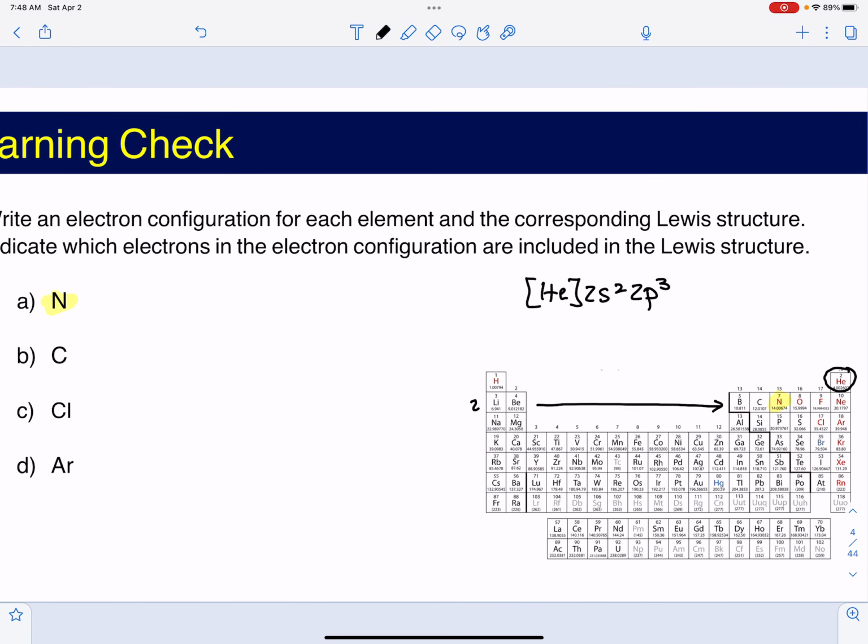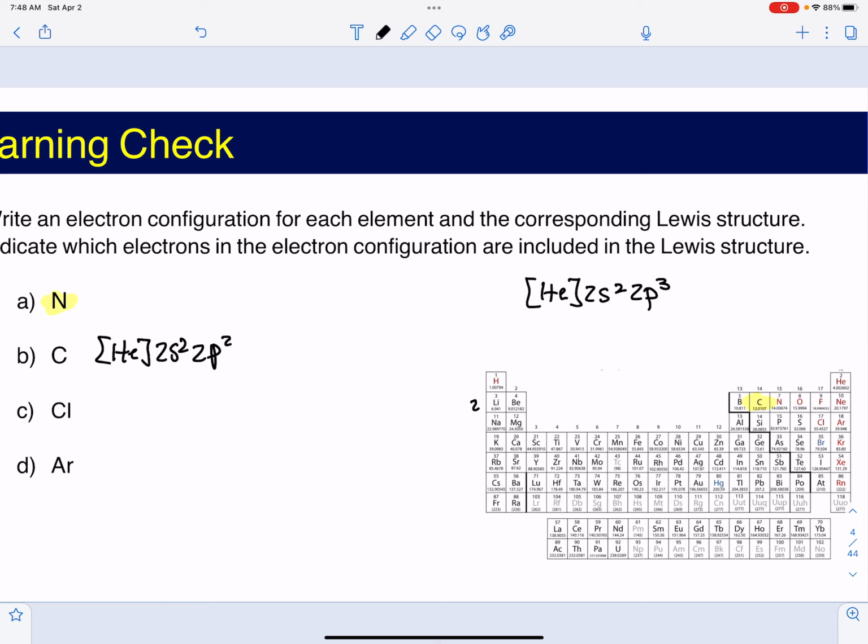Now let's go ahead and do carbon. So carbon is going to be once more helium, 2s2, 2p2.